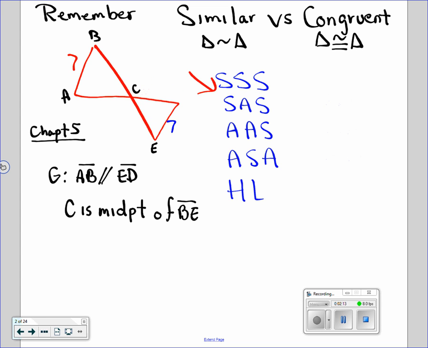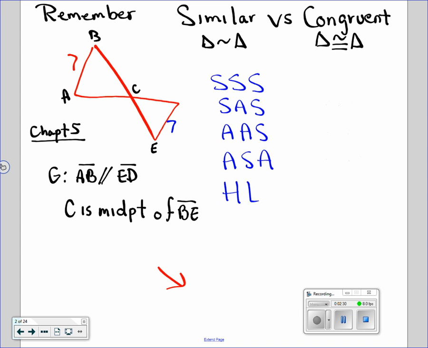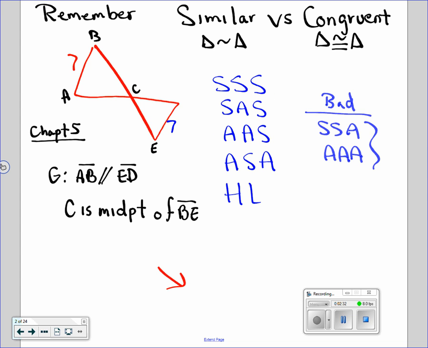That's side, side, side. Or maybe show that a side, an angle, and a side are congruent to a side, angle, and a side, and that's side, angle, side. And then everything becomes congruent, right? All the pieces start to become congruent, their corresponding parts. And so we had these 5 shortcuts. And then we also had 2 that didn't work out so well for us.